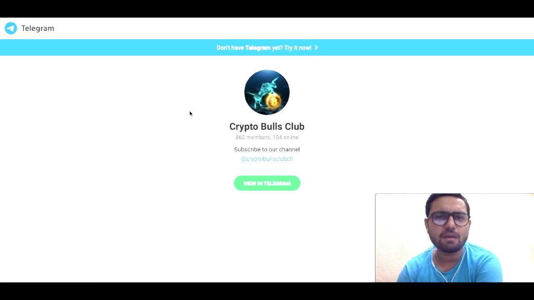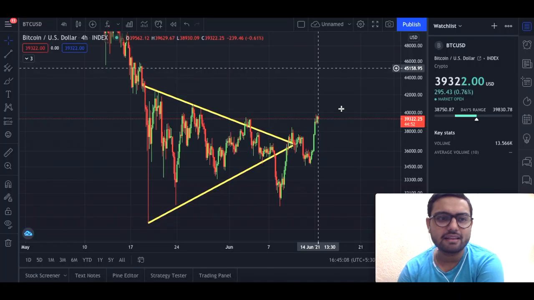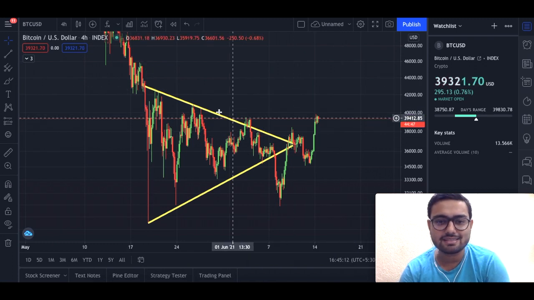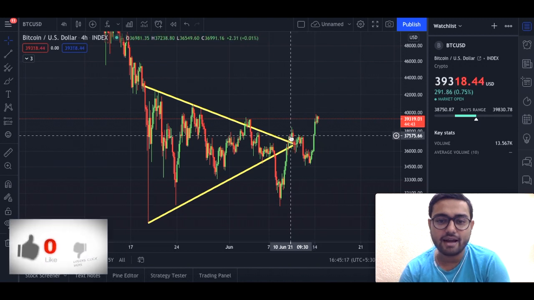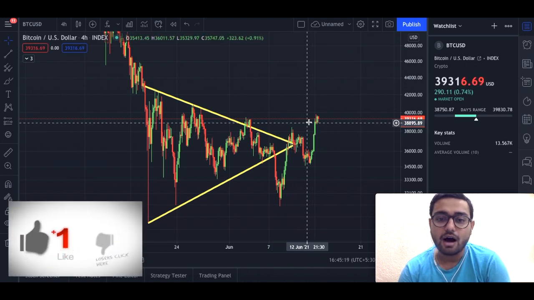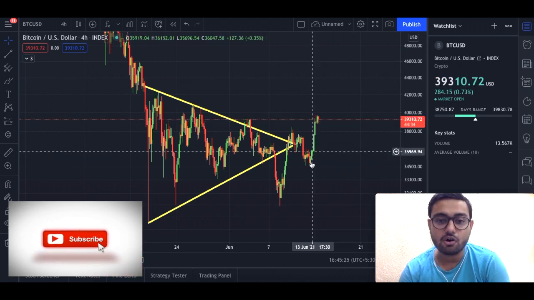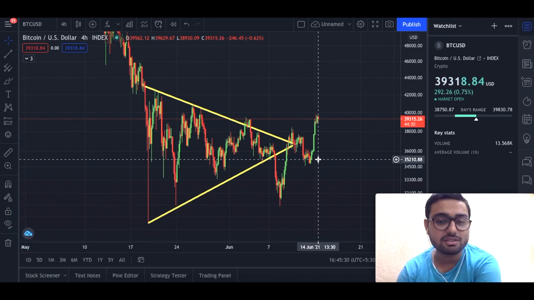So let's jump on to the Bitcoin charts. First we are going to look at the Bitcoin USD 4-hour chart, and as we see, we have broken this key level of the triangle already. We have broken above it and made a higher high, which is a very good thing. Also, we have made a higher low, which indicates that possibly a move has begun to the upside.